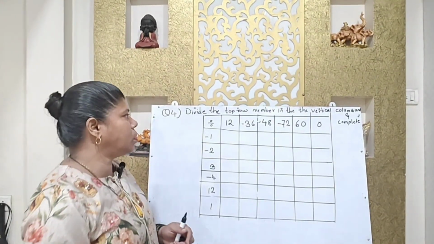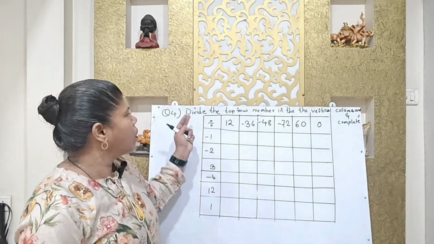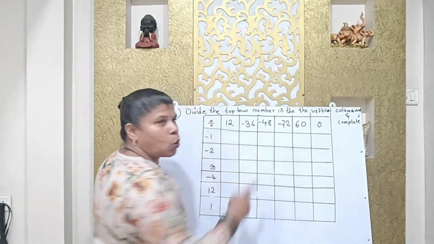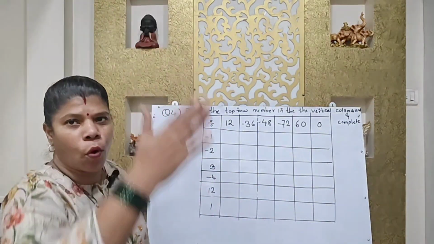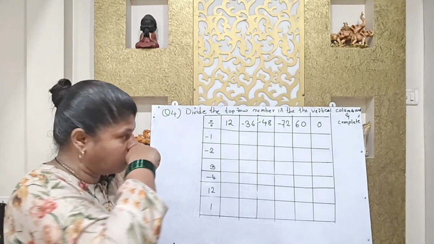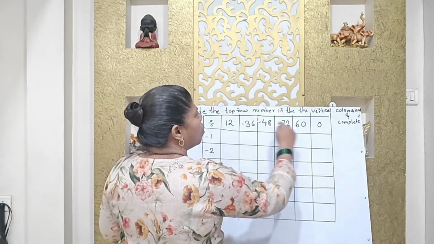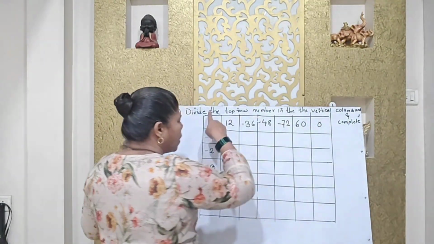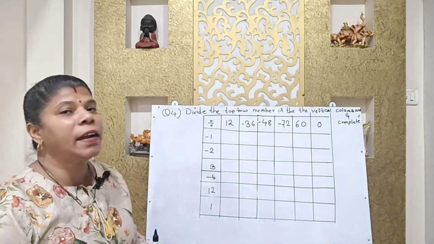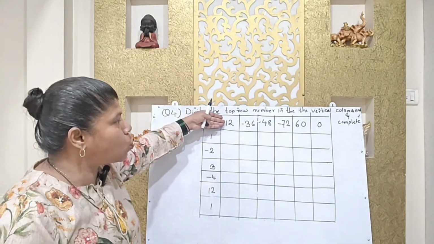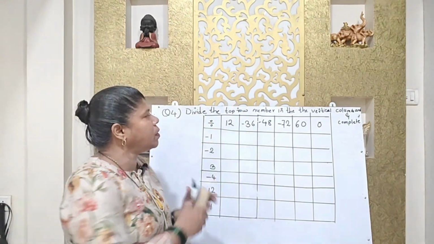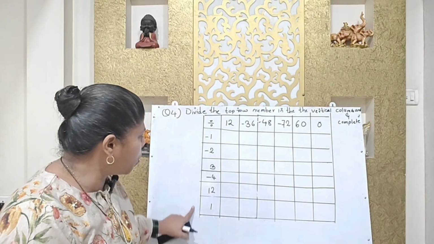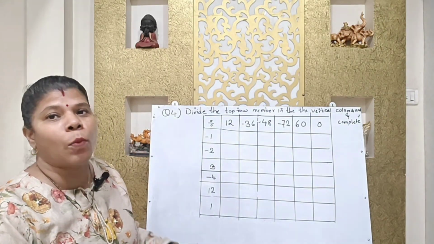We'll start with question number 4. Divide the top row. This is a row. That which is horizontal is known as a row, and vertical is always considered a column. So they have told us to take the numbers in the top row and divide them by the numbers in the vertical column. All the numbers in the top row are dividends, and in this vertical column they are divisors.